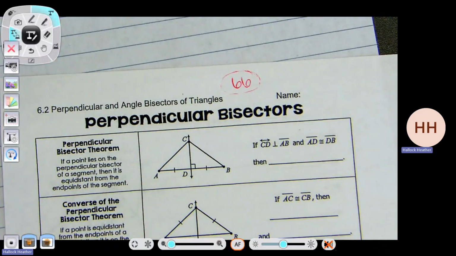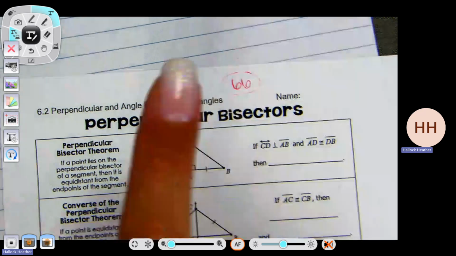Okay, so that's 66. We are talking about perpendicular bisectors and angle bisectors. Does anybody remember what a bisector means? In the middle. It cuts it in half. Whatever you're talking about, it's cutting in half into two congruent parts. What about perpendicular?